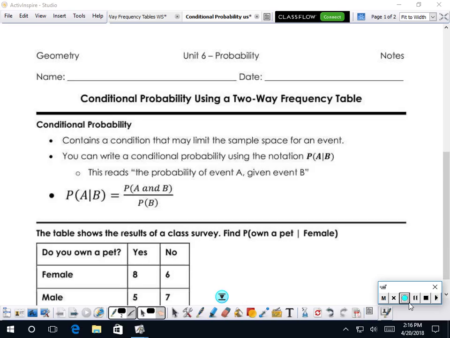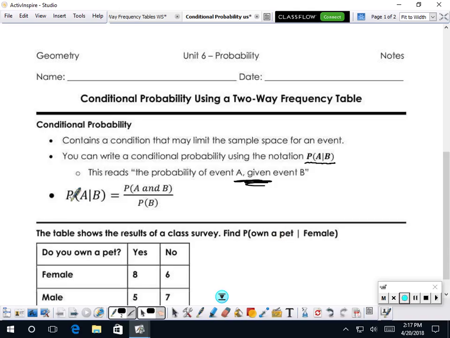Okay, you can write a conditional probability using this notation, the probability of A with that line, and then B. The way that we read this is the probability of event A given event B. Okay, the key word here is given.